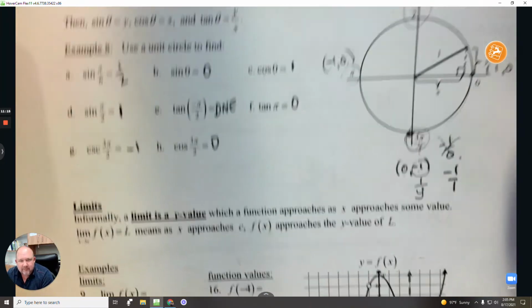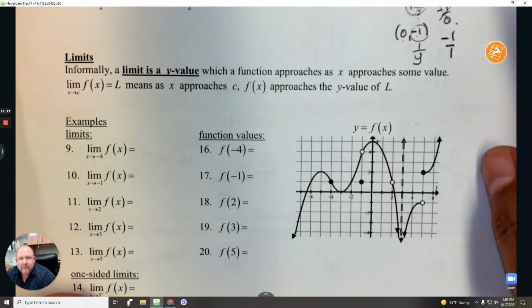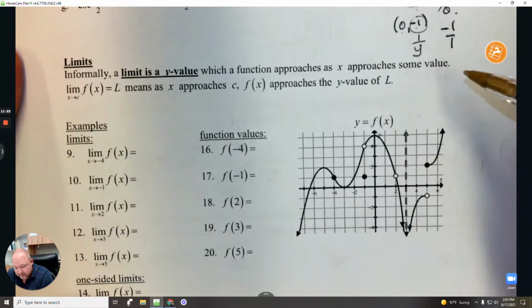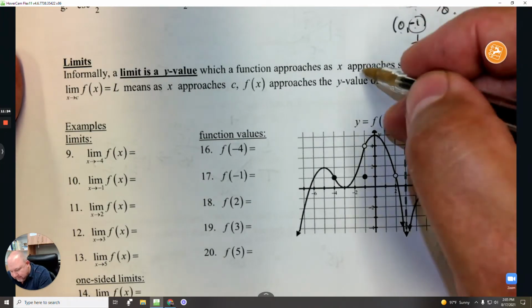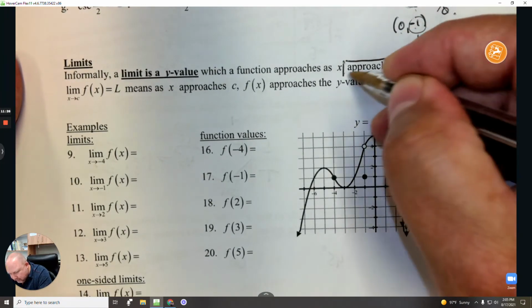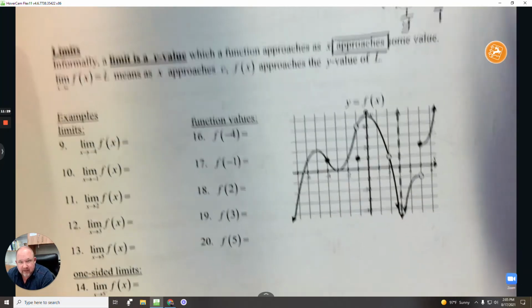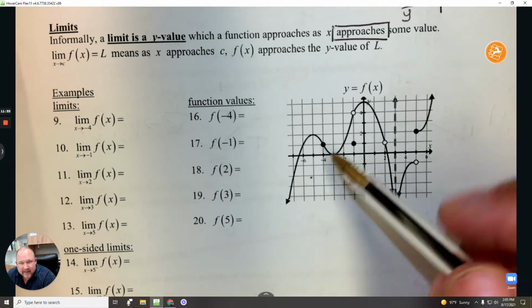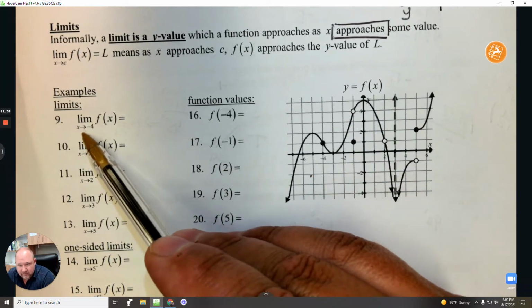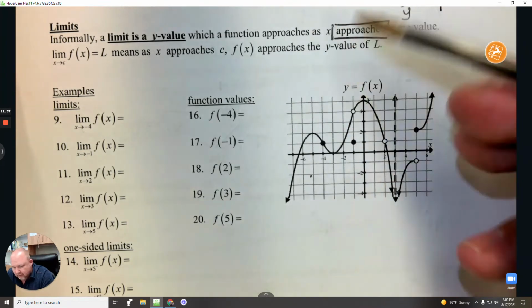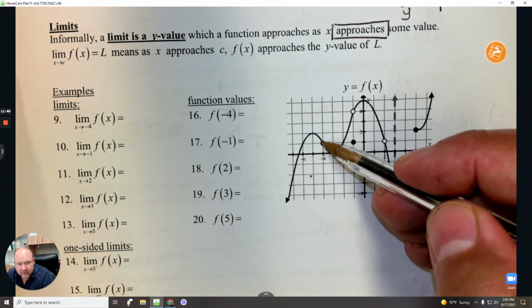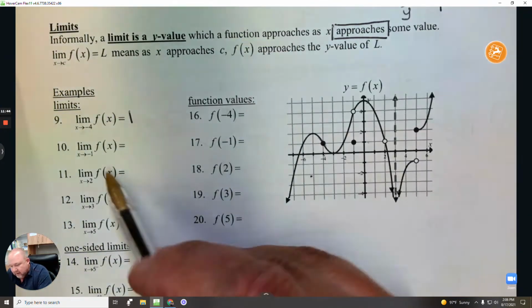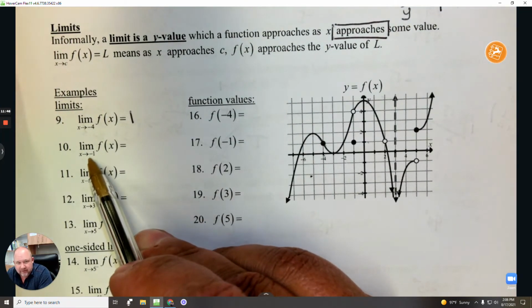Enough trigonometry. Limits. Informally, a limit is a y value which a function approaches as x approaches some value. It's all about this word right here, approaching, not equal to. So when I think of what the y value is that it's approaching, that's my answer. What's the limit as x approaches negative 4? Can you find where negative 4 is? Go to the graph. What's the y value there? And the answer is 1. The limit as x approaches negative 1.